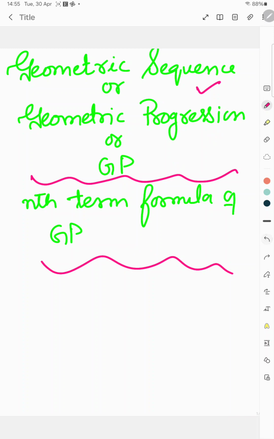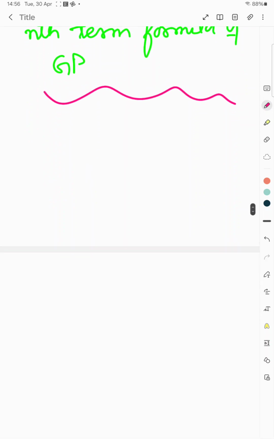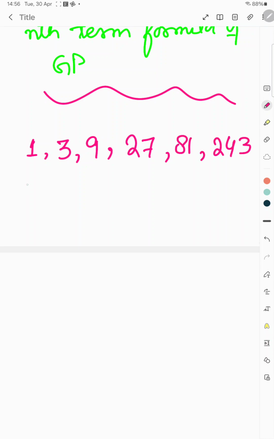Okay, students. Whenever any sequence is given and they ask you to check if it is a geometric sequence or not, how will we check? What is the process to confirm that the given sequence is a geometric progression or not? For example, a sequence is given: 1, 3, 9, 27, 81 and 243. We have to check whether the given sequence is geometric or not.